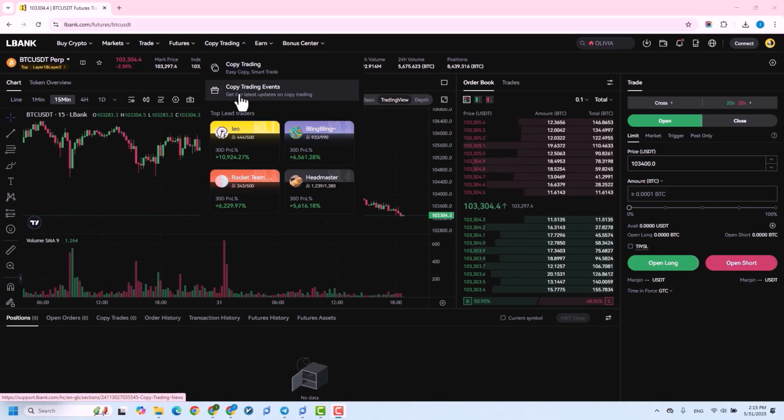And the copy trading events option, where periodic events are held for copy trading users, which include prizes, fee discounts, or special rankings. In the top lead trader section, several high-performing traders are showcased. Next to each one, you can see their related information, which includes the trader's name, number of followers, and profit percentage over the past 30 days.